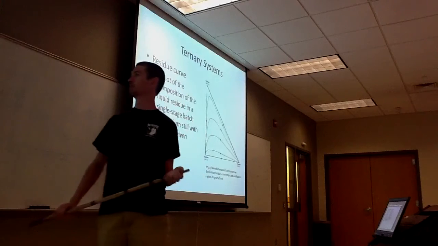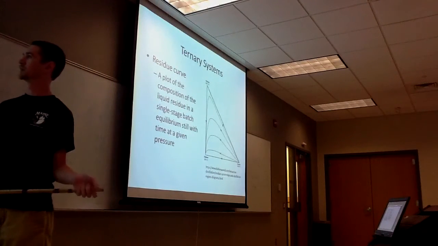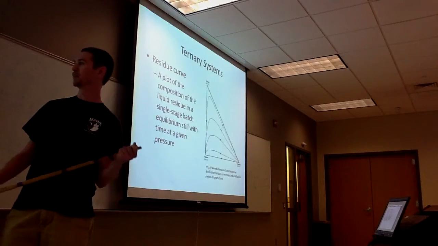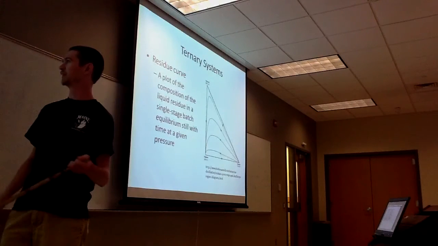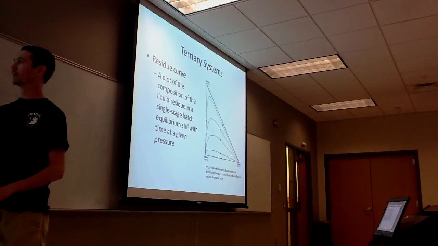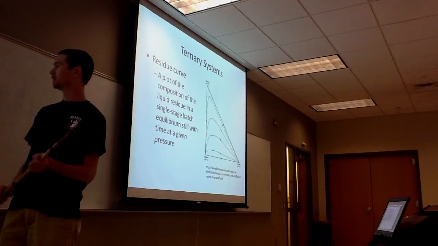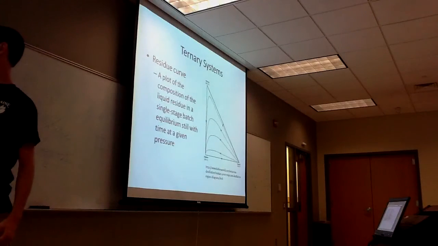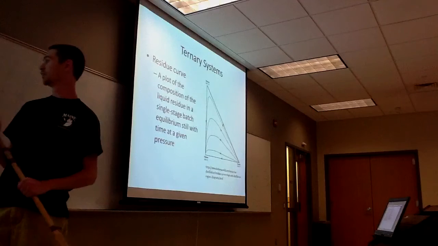And this picture right here is a residue curve. And the definition of a residue curve taken from the book is a plot of the composition of the liquid residue in a single stage batch equilibrium still with time at a given pressure. So how they get these curves is they just take a composition of the liquid, run it as a batch instead of a continuous process. And these arrows and the directions that they move in show how the composition changes as temperature increases.